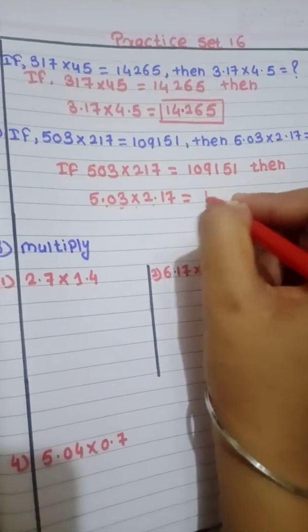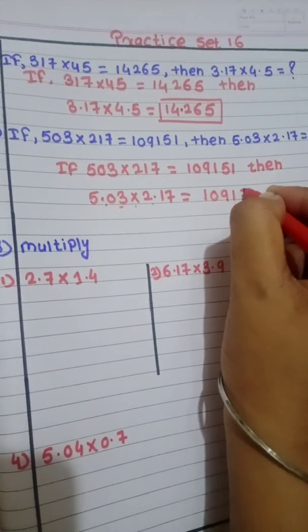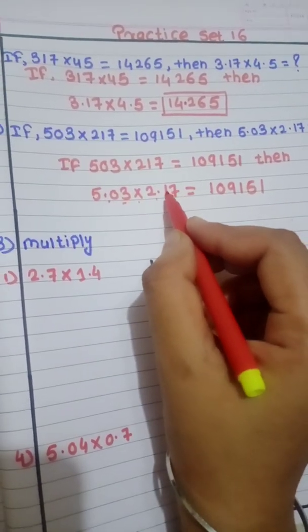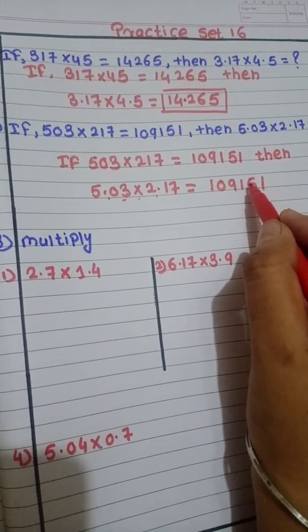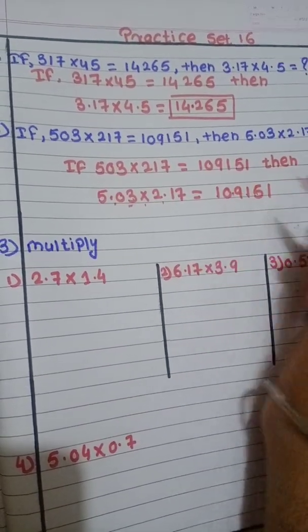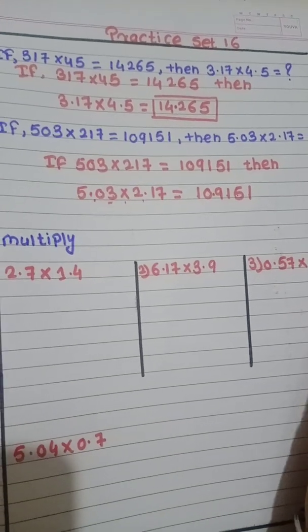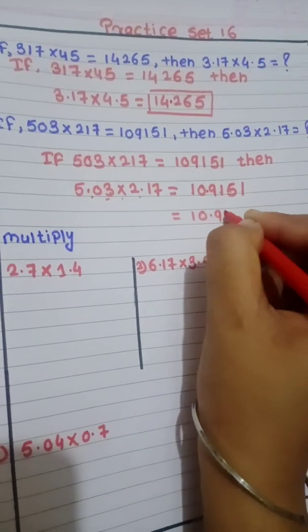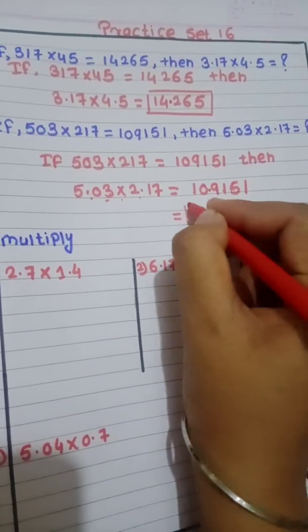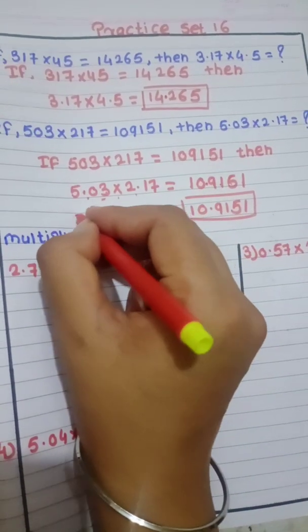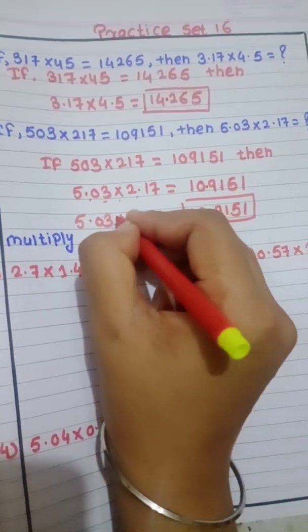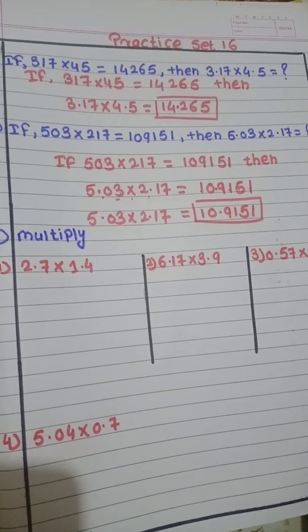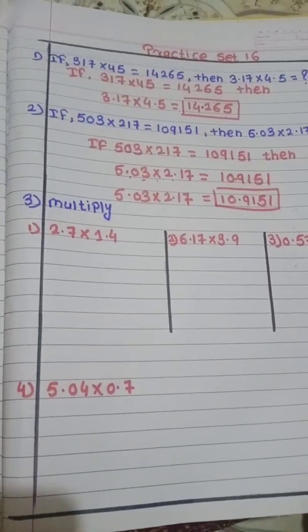Okay, so I'll write 1,09,151, but I have to give the decimal point over here. So I'll count the digits: 1, 2, 3, 4. So 1, 2, 3, 4, and here I am giving the decimal point. So what is the answer I am getting? 10.9151. So this is my answer for 5.03 multiplied by 2.17. Okay student, got it? Understood this? Now we'll go to the next sum.